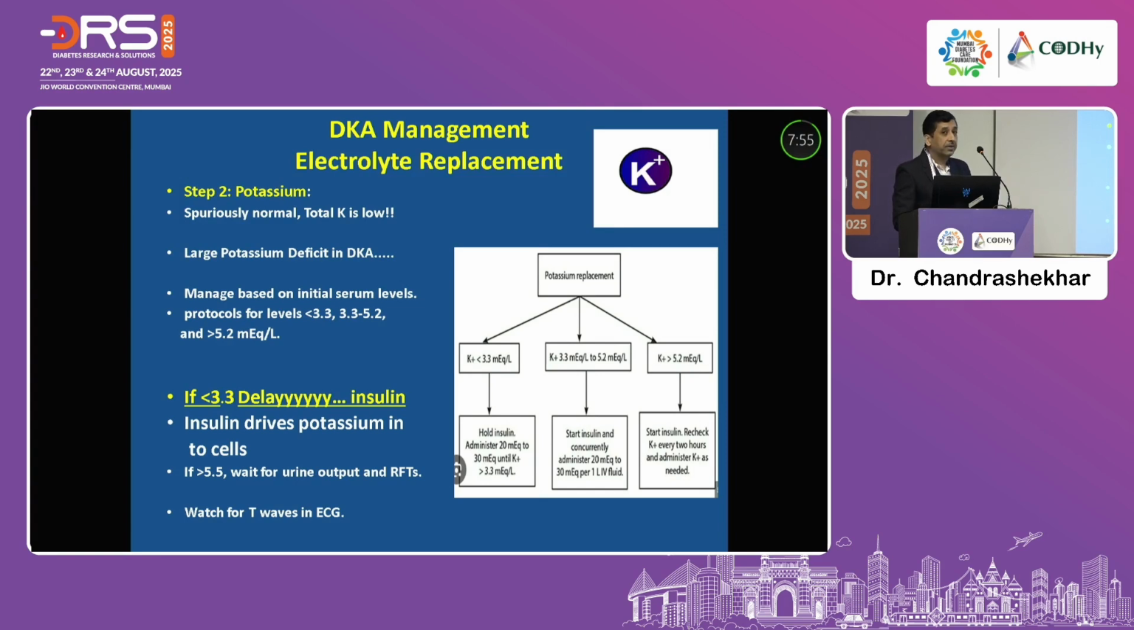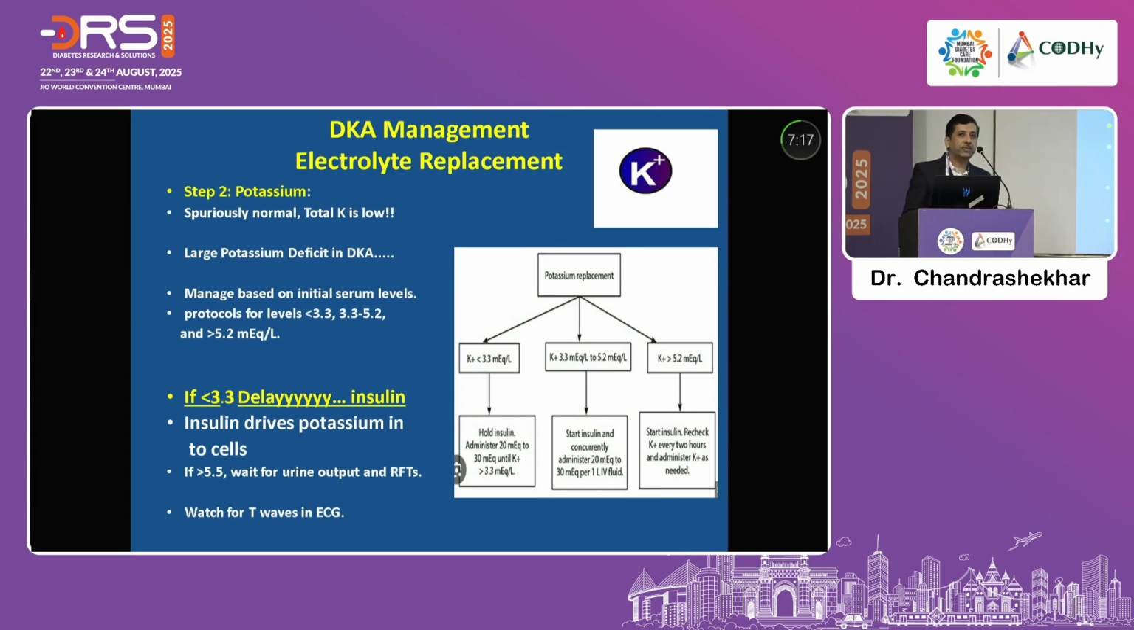And this is the critical phase: if the potassium is less than 3.3, don't start insulin. Insulin should be deferred for at least 2 hours. Repeat potassium once again and then start, because it is criminal to start an insulin drip when potassium is less than 3 or 3.5, because it can cause arrhythmias and all those issues. So less than 3, don't start insulin. 3.3 to 5.2, you can give 40 milliequivalents per liter. That is the overall potassium management.